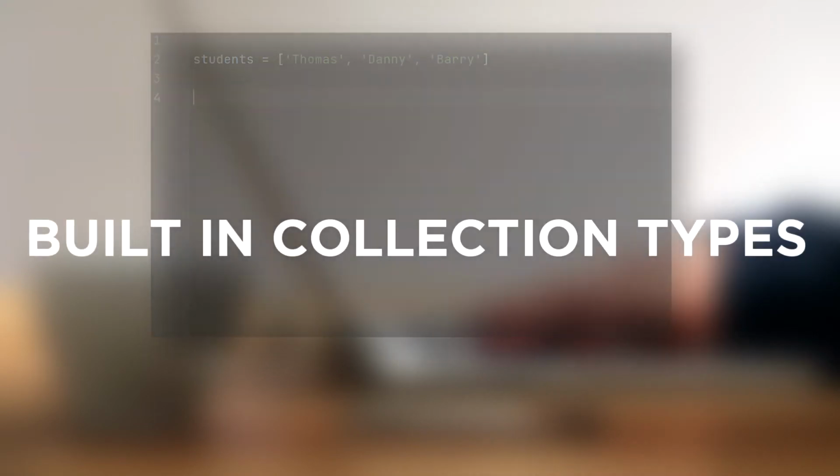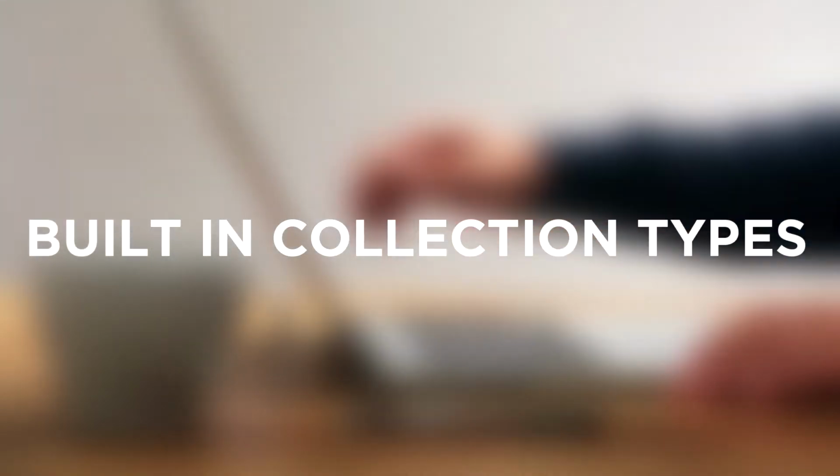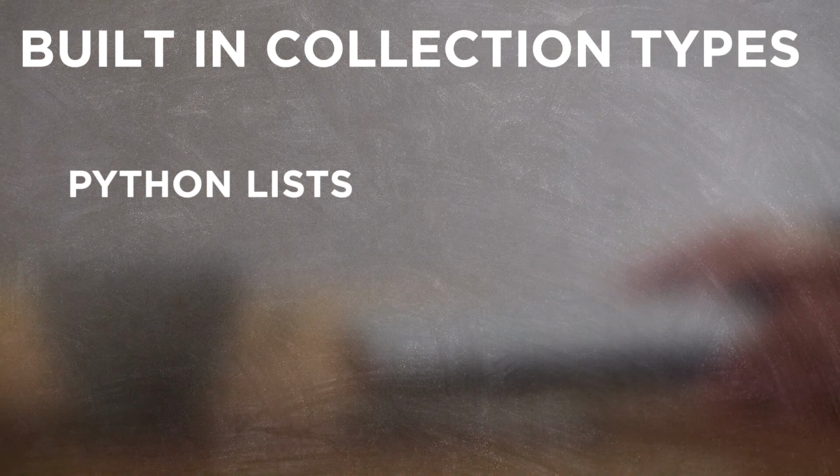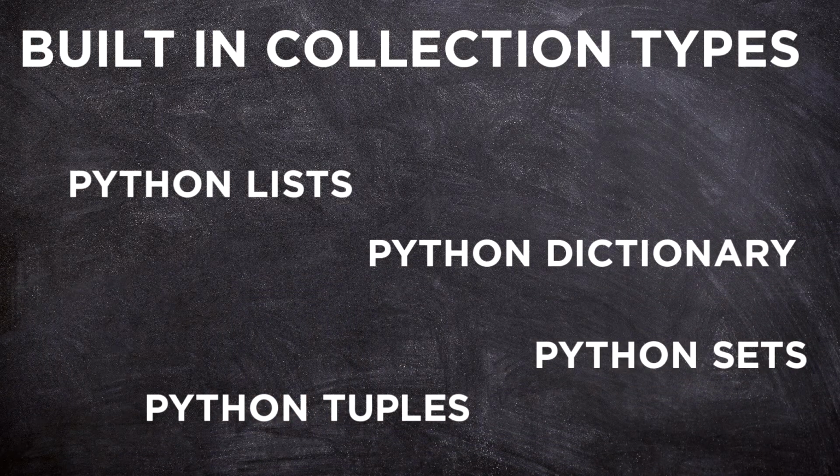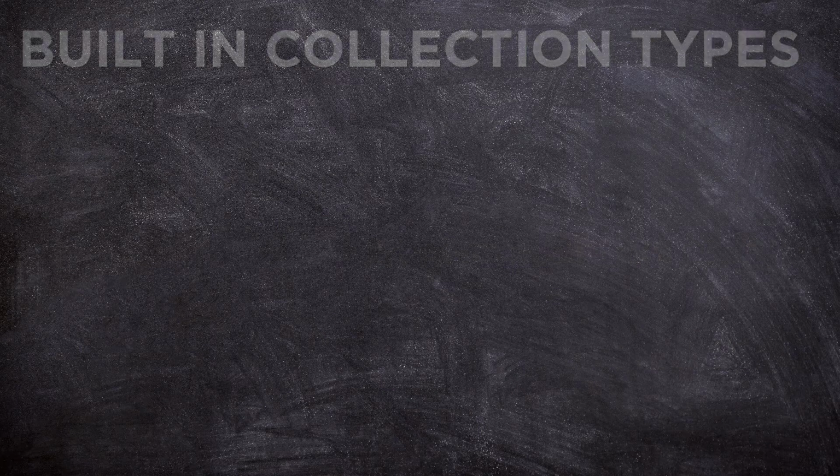Python has four built-in data types for handling collections of items: Python lists, Python tuples, Python sets, Python dictionaries. In this video, we're going to look at Python list.